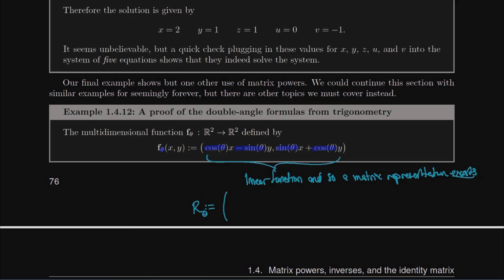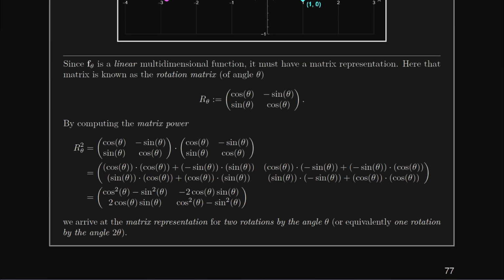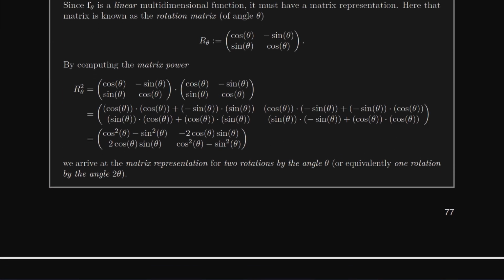The matrix representation, we're just looking at the coefficients, right? The coefficients of the first output, cosine and negative sine. So we have cosine theta, negative sine theta, and then the coefficients of the second output, sine theta, cosine theta. Okay, so we've got this matrix that we can use to represent our function. It's a 2 by 2 matrix because the function maps two-dimensional space to two-dimensional space. It's cosine theta, negative sine theta, sine theta, cosine theta.